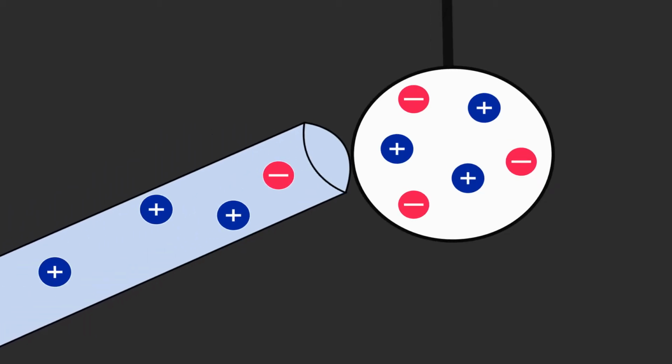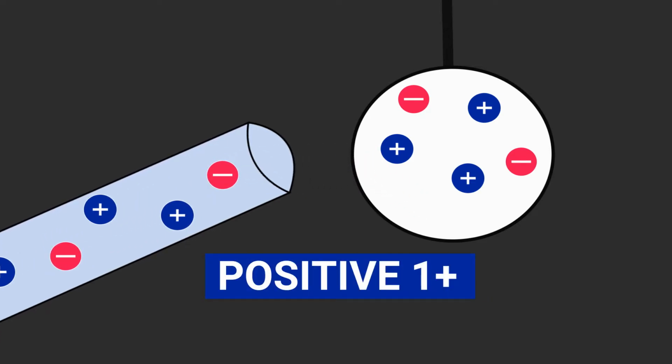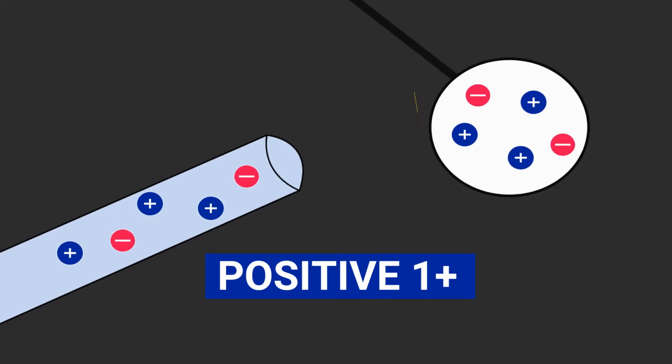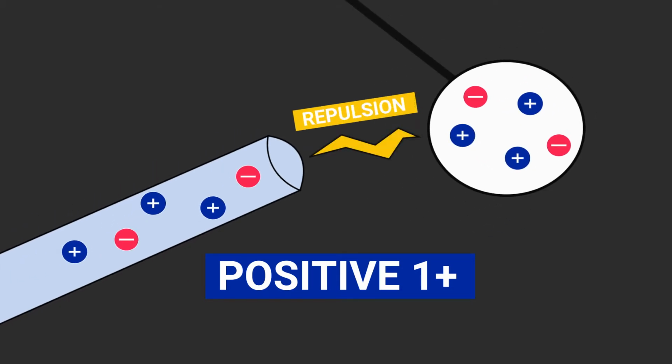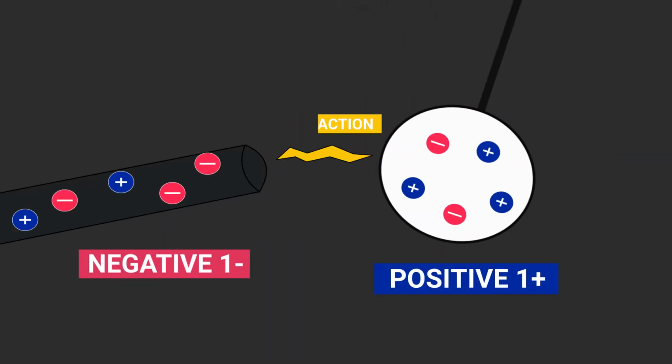In this case, when the glass rod comes into contact with the neutral pith ball, the pith ball's electrons are attracted to the glass rod's positive charge and distribute themselves so that both objects have the same charge. Since both objects are now positive, they repel one another. We can prove that the pith ball is positive by approaching a negatively charged ebonite rod and observing the attraction between the positive pith ball and the negative rod.